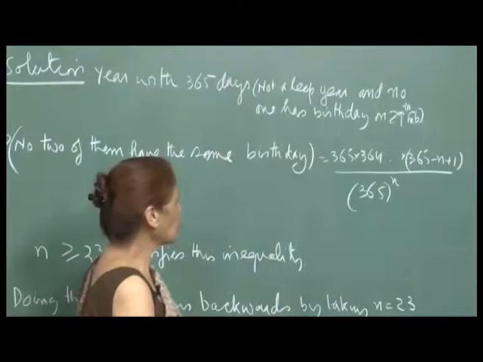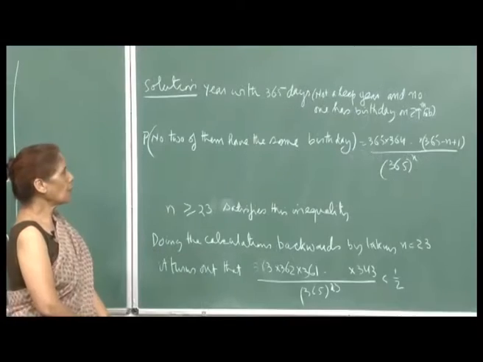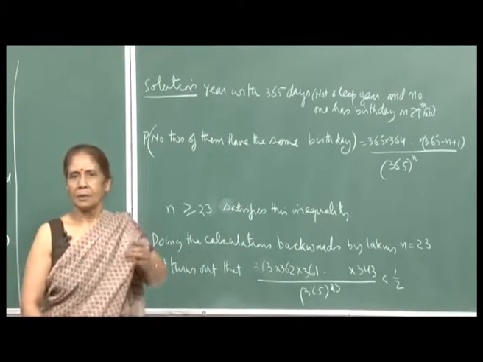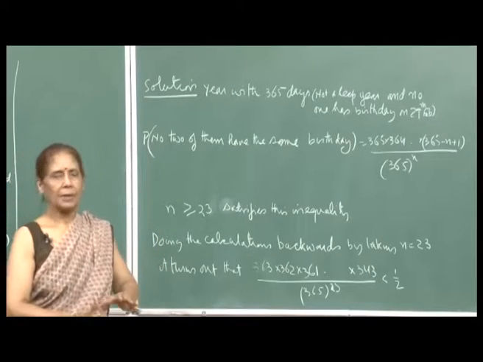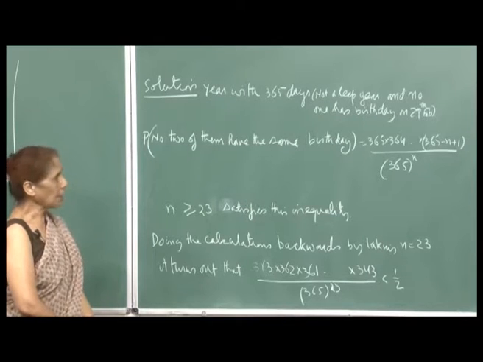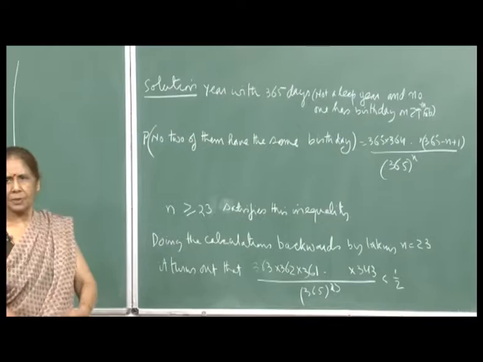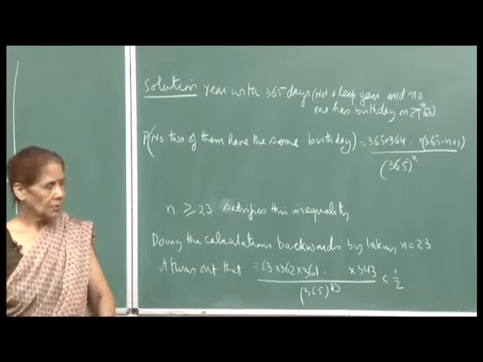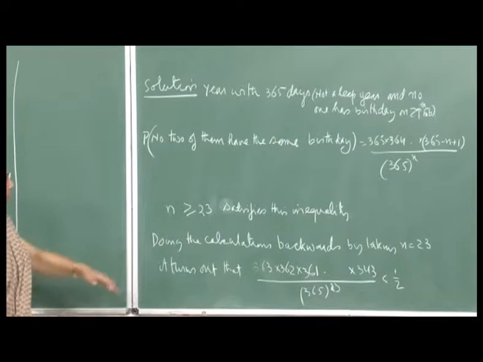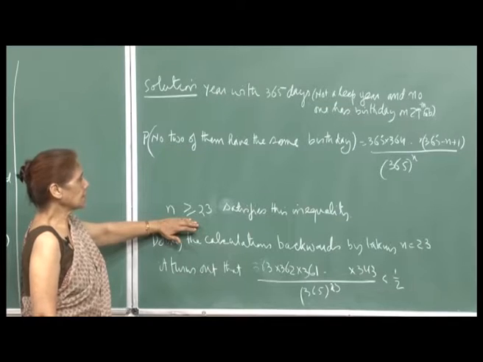So, this gives you the probability that no 2 of them have the same birthday, and we want the number n such that this probability is less than half. So, the probability that no 2 people in the group have a birthday on the same day, we want that probability to be less than half, and we want to know what should be the smallest number of such people so that this probability is less than half. And so it turns out that n greater than or equal to 23 satisfies this inequality.